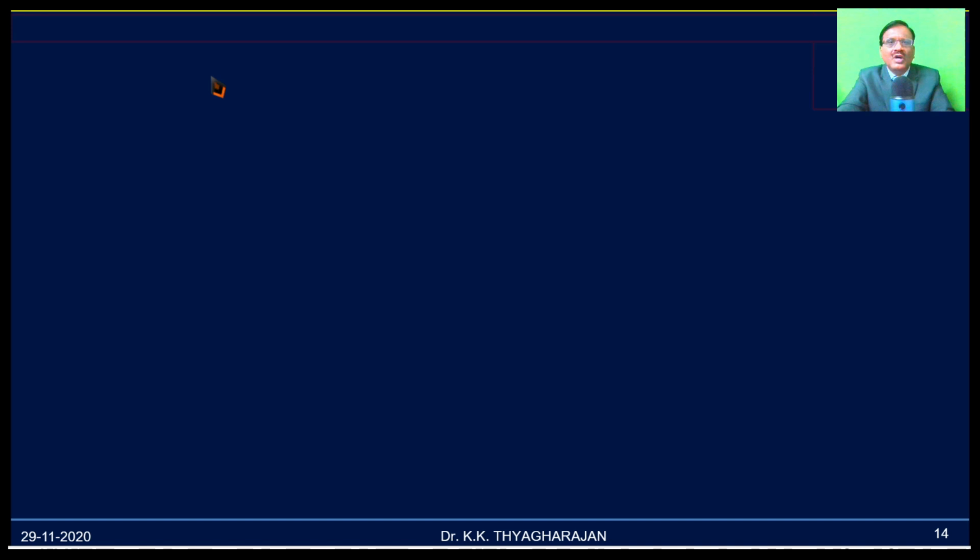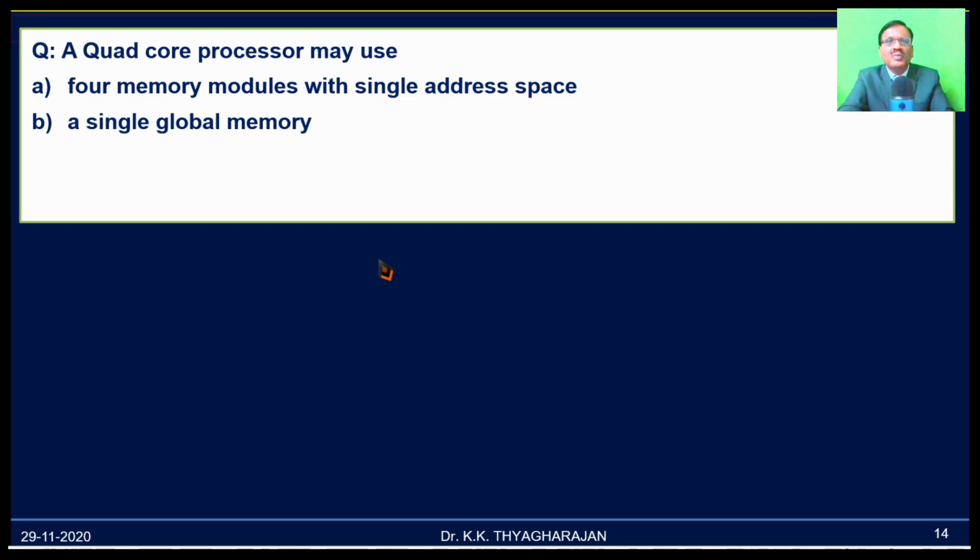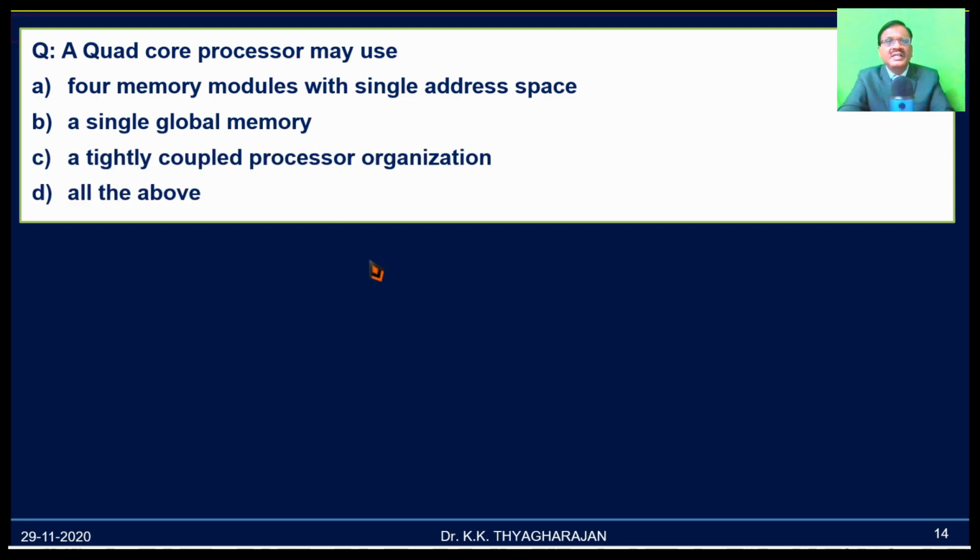Now, let us see what are the questions may be asked from this topic. A quad-core processor may use A. 4 memory modules, B. A single global memory. C. A tightly coupled processor organization. D. All the above.